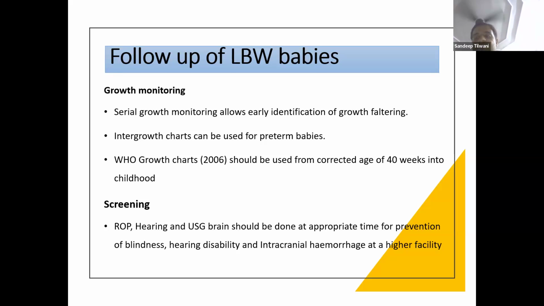Most of the time, the primary reason why most of the patients, especially these low birth weight babies, don't turn up for follow up is because we fail to sensitize the parents. So we have to sensitize the parents to come for a regular follow up, and when they come, what we need to ensure is that we assess the adequacy of feeding.